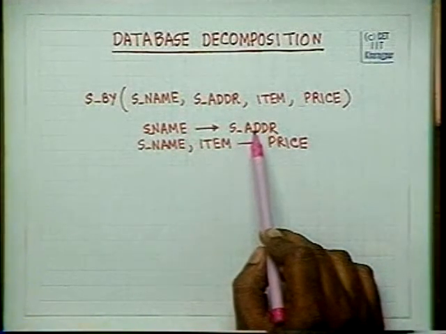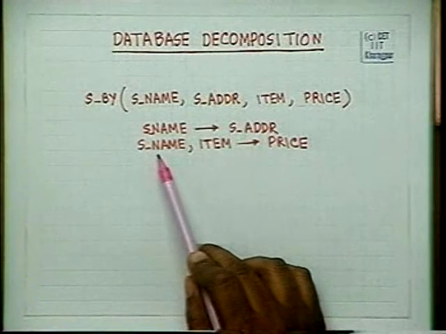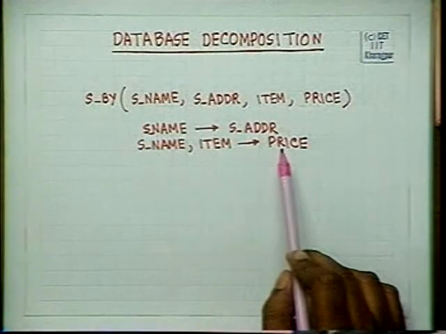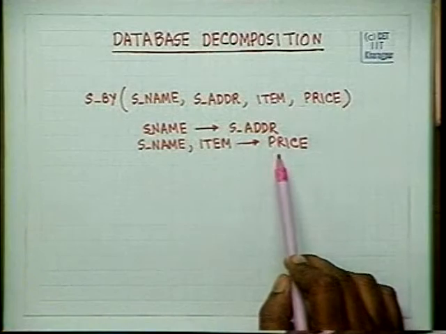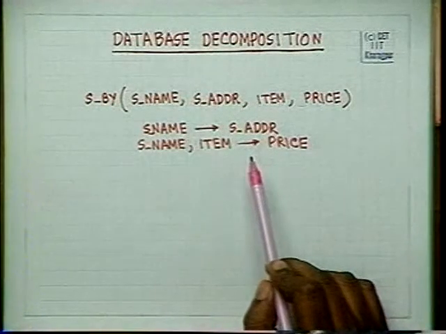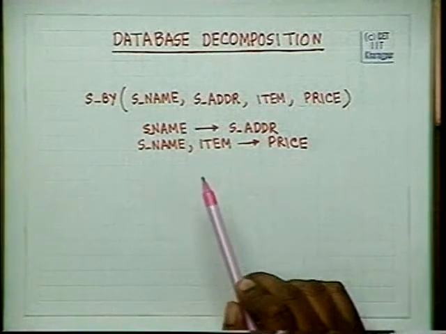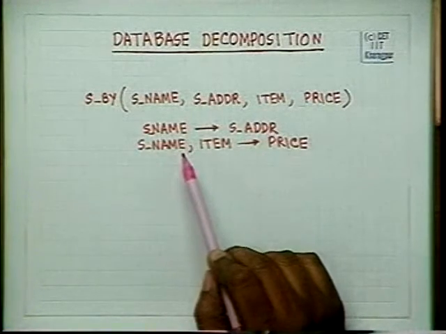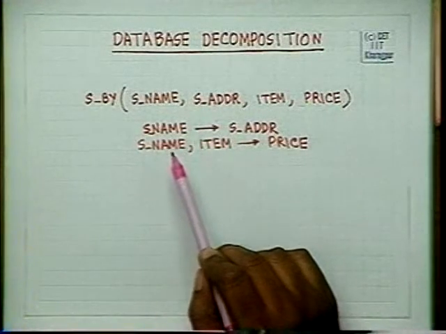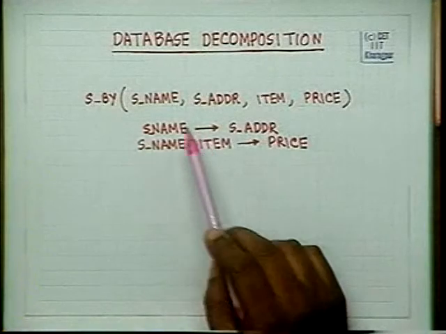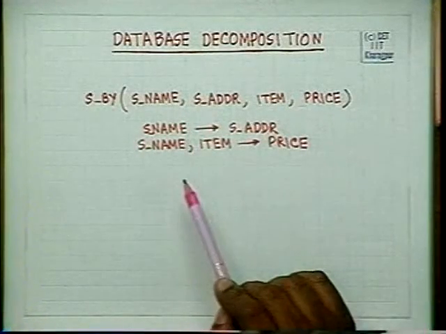which meant that every supplier whose name is X has a particular address. A supplier cannot have more than one address, and if a supplier supplies a particular item, the price must be fixed, that is, he cannot supply the item with different prices at different times. So based on this, we were trying to study what sort of redundancy comes into the picture in this relational scheme representation.